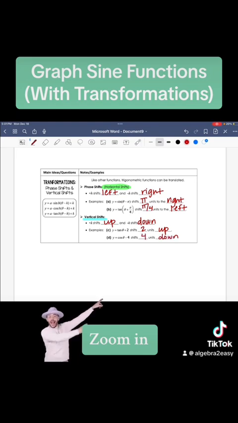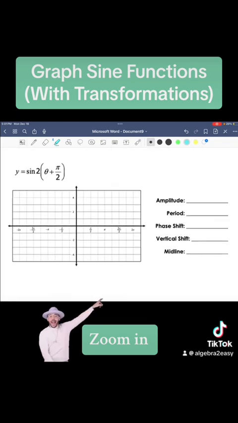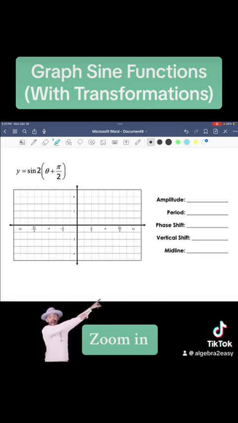Do not forget our vertical transformations from last week. Remember, A either stretched or compressed our function. Let's move on and apply these transformations. First, let's talk about the amplitude. It is the absolute value of A. And remember, A is in front of your trig name. If I don't see an A, it's understood to be 1. So the absolute value of 1 is just 1.